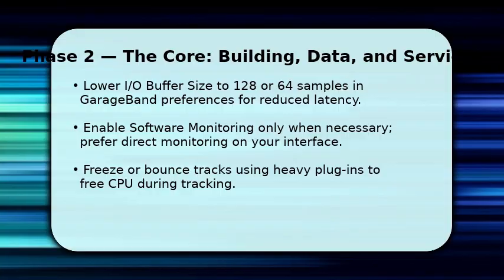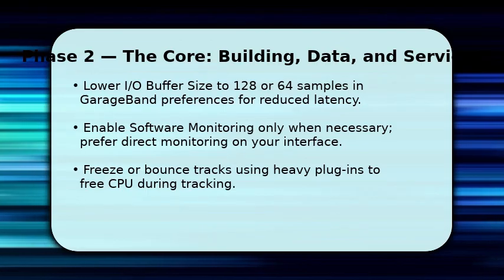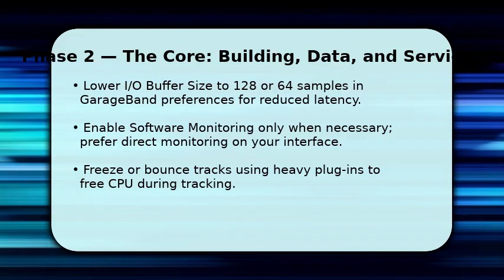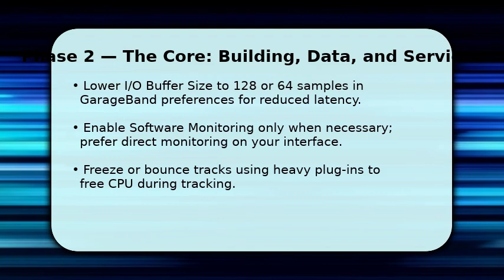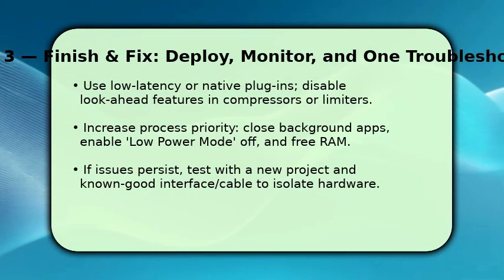Once set, use direct monitoring on your interface for zero latency input when available and disable software monitoring unless you need plugin monitoring. If CPU spikes, freeze or bounce tracks with heavy plugins so the system can maintain smaller buffers without glitches. You finish by optimizing plugins and running final checks.